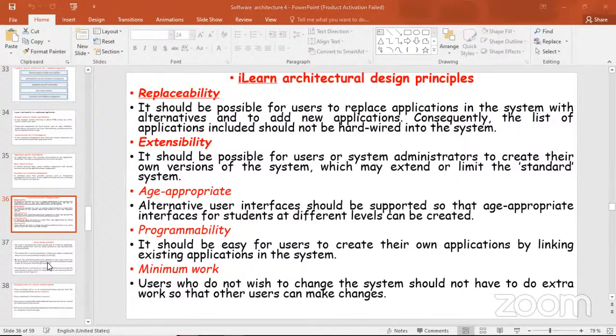Programmability: it should be easy for users to create their own application by linking existing applications in the system. Minimum work: users who do not wish to change the system should not have to do extra work so that other users can make changes.